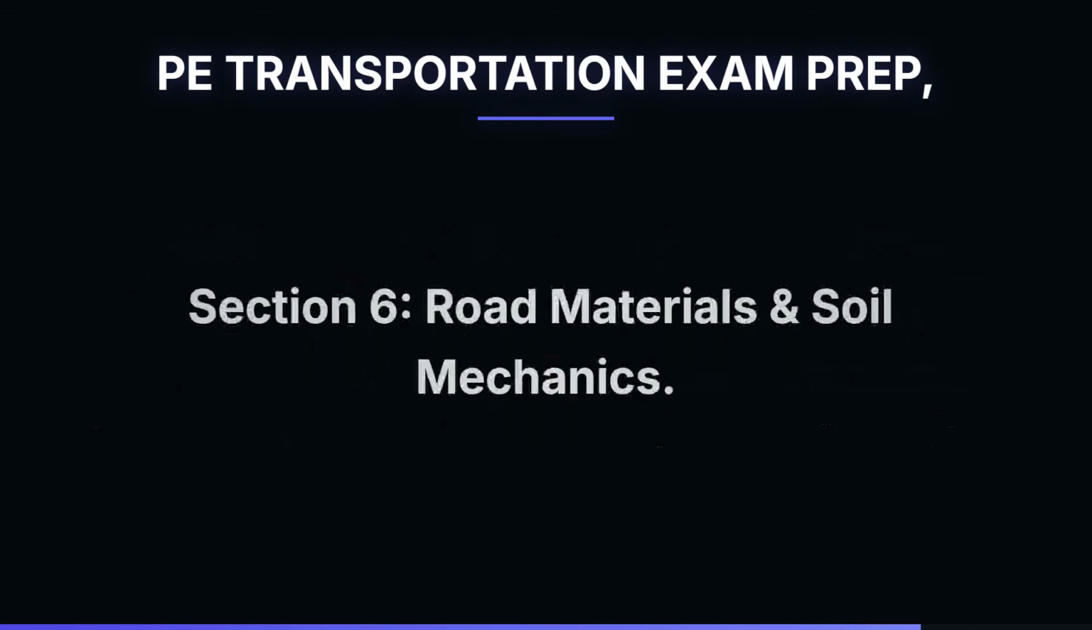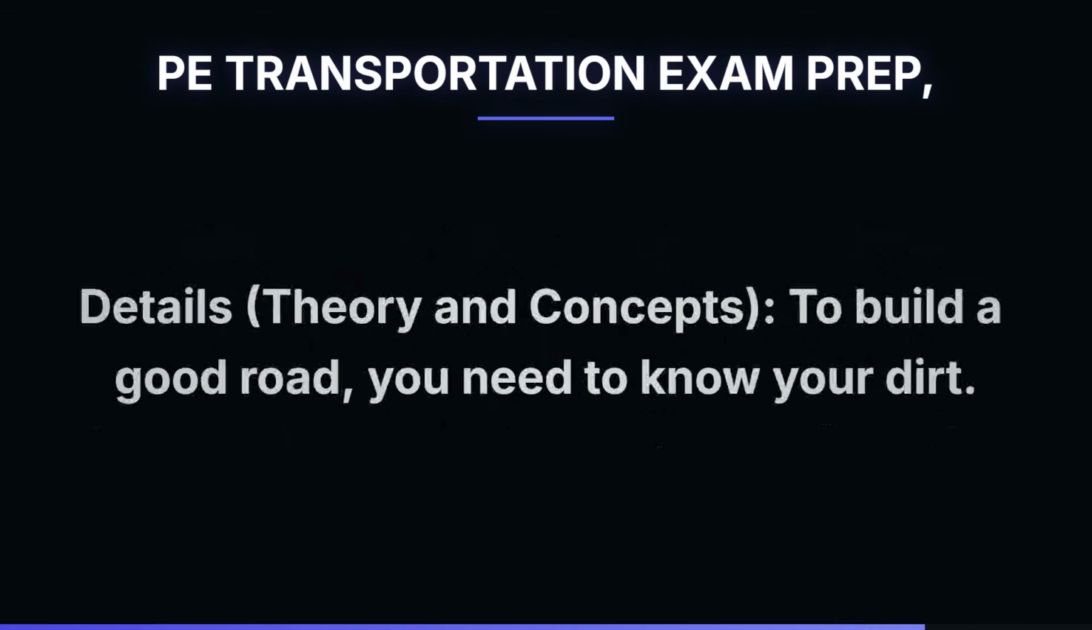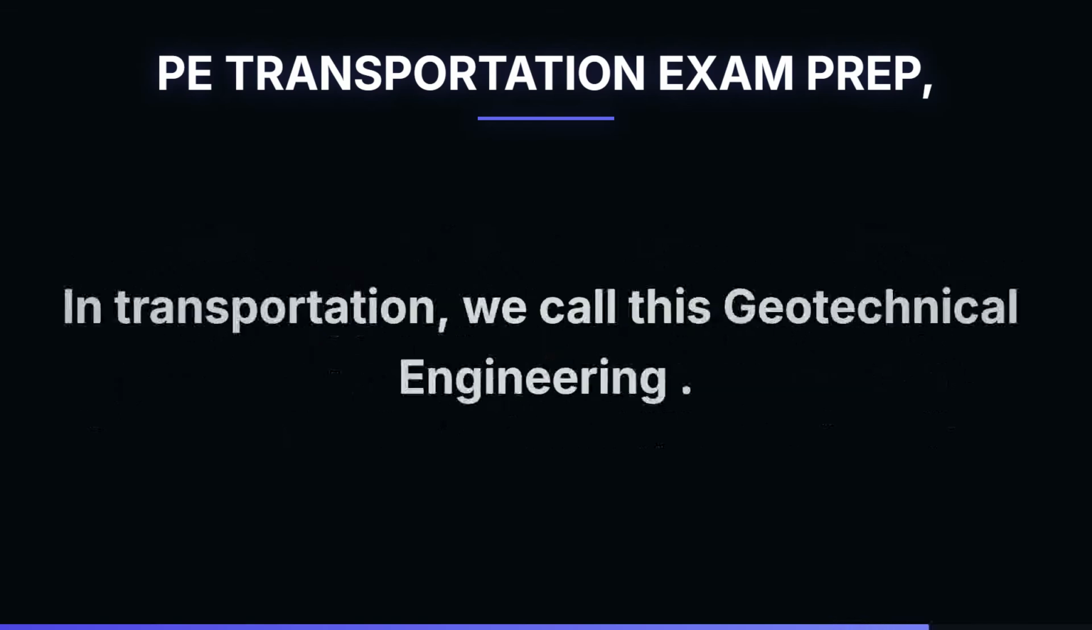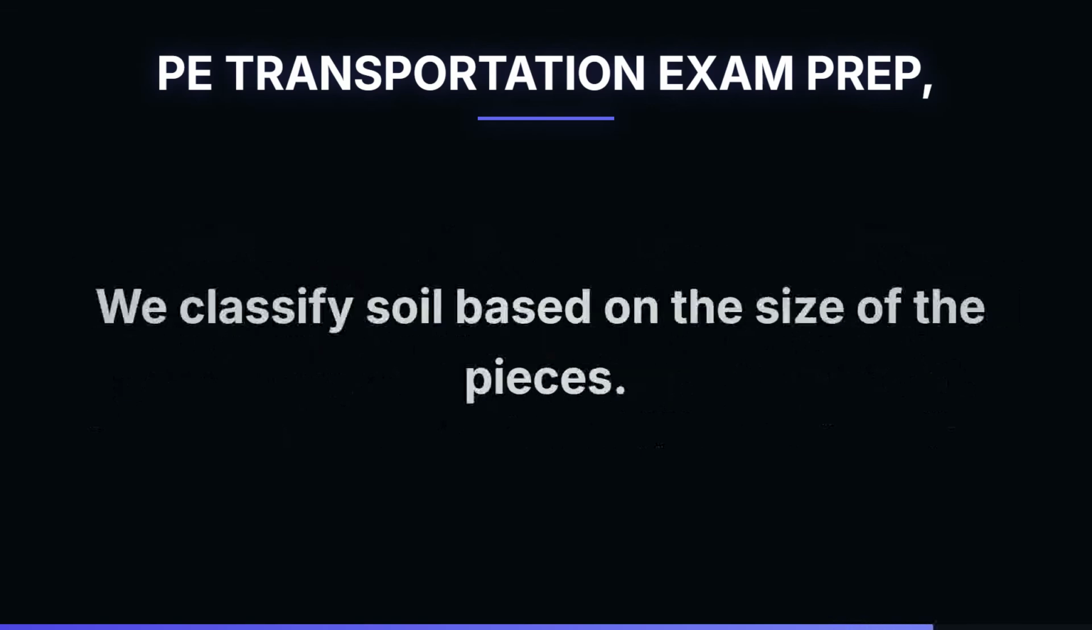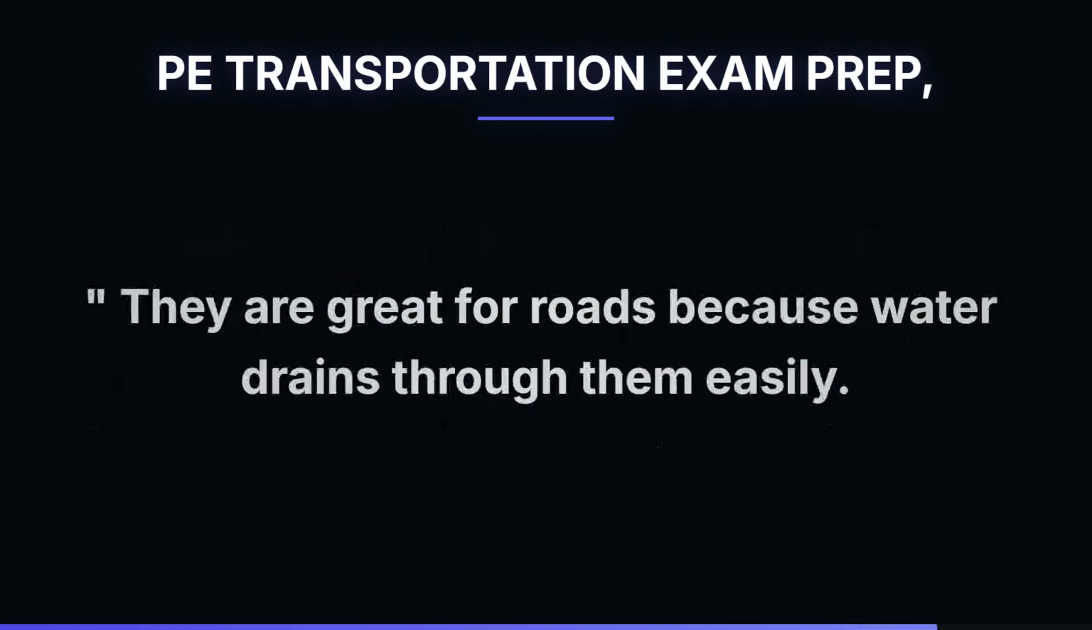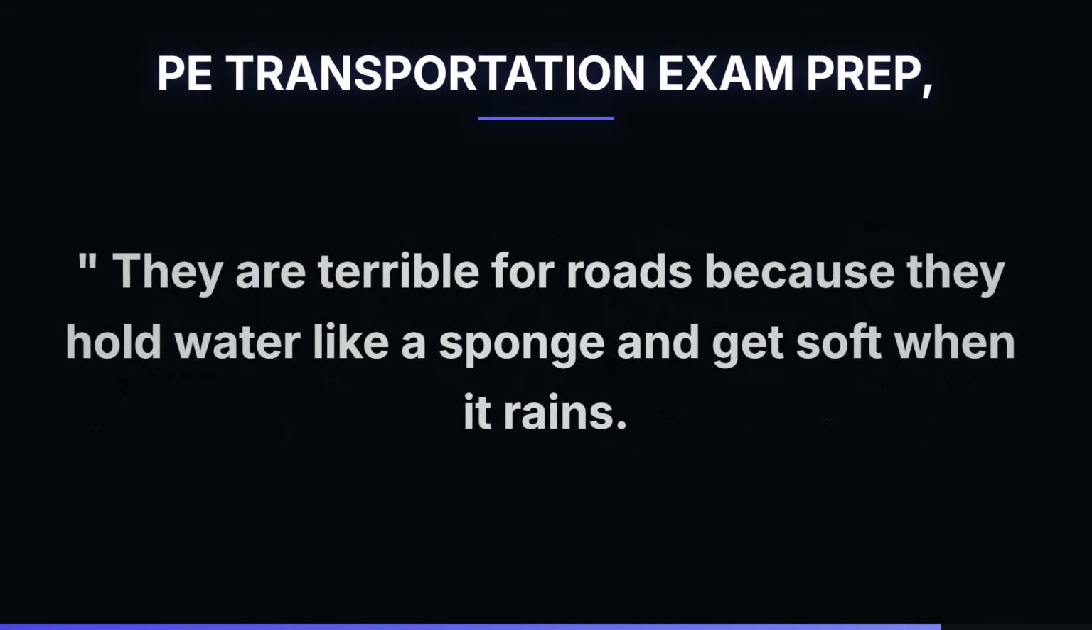Section 6. Road materials and soil mechanics. Details, theory and concepts. To build a good road, you need to know your dirt. In transportation, we call this geotechnical engineering. We classify soil based on the size of the pieces. Gravels and sands are great for roads because water drains through them easily. Clays and silts are terrible for roads because they hold water like a sponge and get soft when it rains.